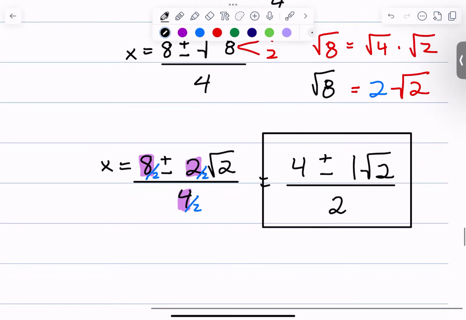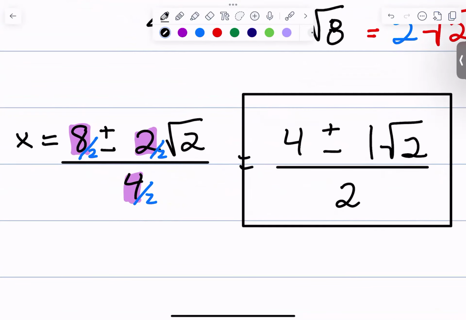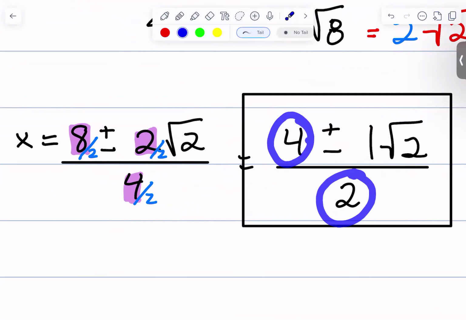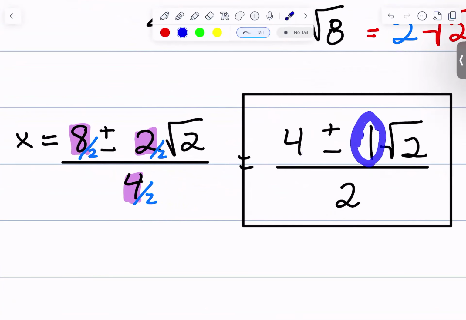You guys might have the question of, no, wait, Mr. Lee, 2 and 4, I can still simplify 2 and 4, right? You guys might be thinking that. Yes, you can, but not in this case, because this number here cannot be divided by 2 anymore, right? The 1 cannot be divided by 2. So we just leave it as is.